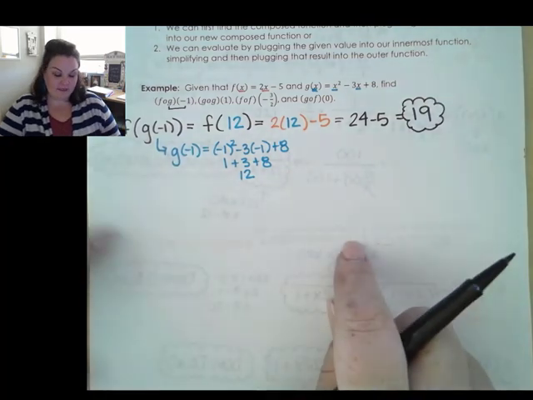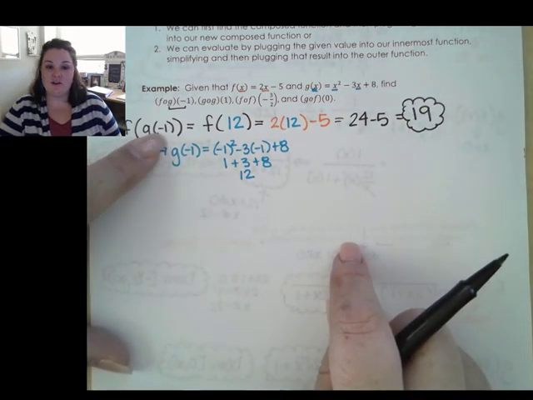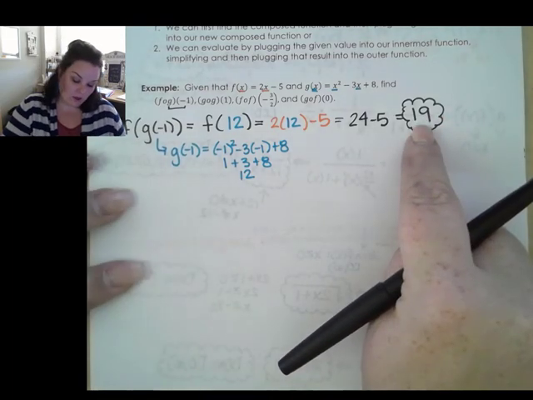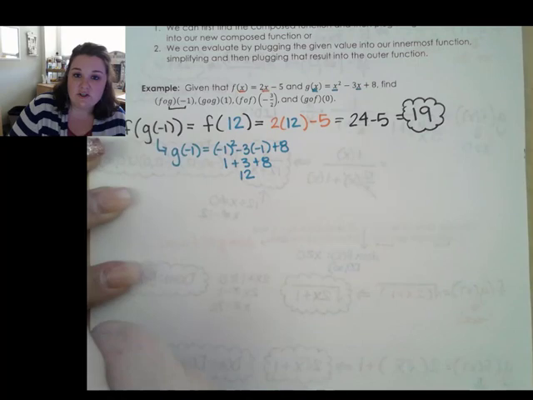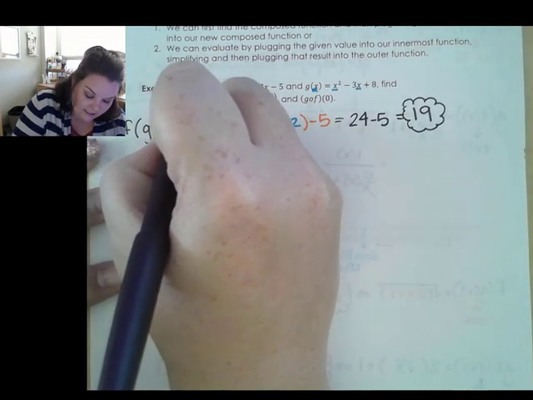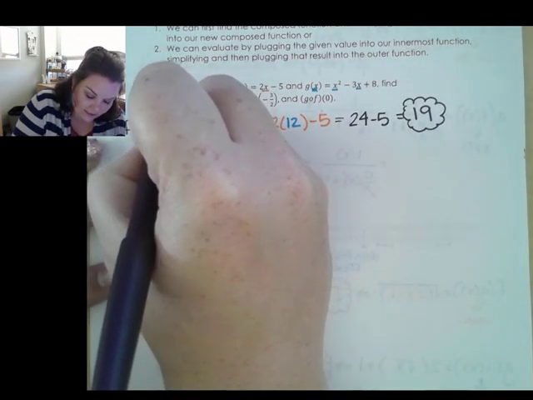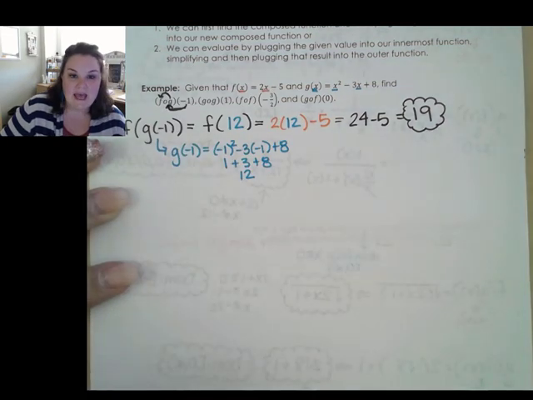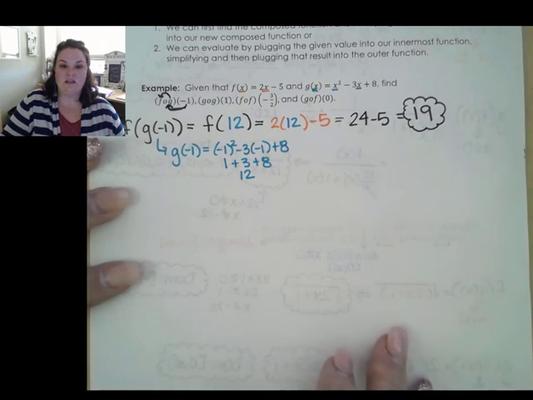Okay, so that means f composed of g evaluated at -1 equals 19. You can also think of this with the arrows that I showed you at the beginning. It's like you're taking this -1, plugging it into g, and then whatever that equals, you're plugging into f. Okay, let's look at another one.